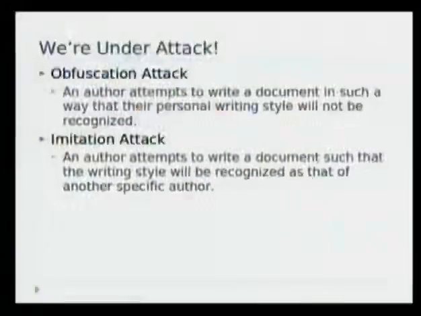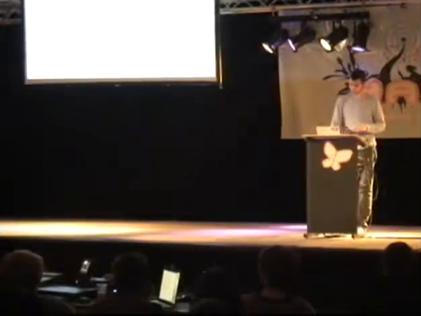So there's two attacks that we looked at. The first is an obfuscation attack. This is where you're simply trying to hide your writing style. It doesn't matter who is attributed authorship of this document. That doesn't matter at all. You're just trying to make sure it doesn't come back to you. The second attack is an imitation attack, where you're trying to specifically imitate the writing style of another author. This can be used for framing purposes, things of that nature.